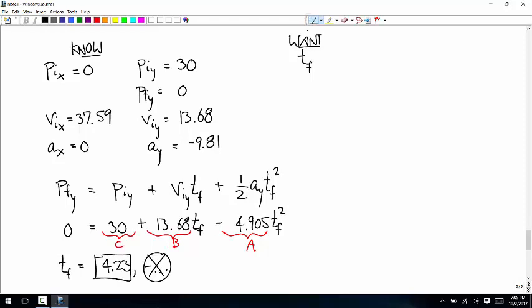Any questions about that one? What does Pfx mean? Like in general, I know you said... Oh, I said Vfx is the same as Vix. Since acceleration is only happening down, nothing changes the x component of the velocity. Air resistance really does, but we're ignoring that. So in our calculations, it always stays the same.